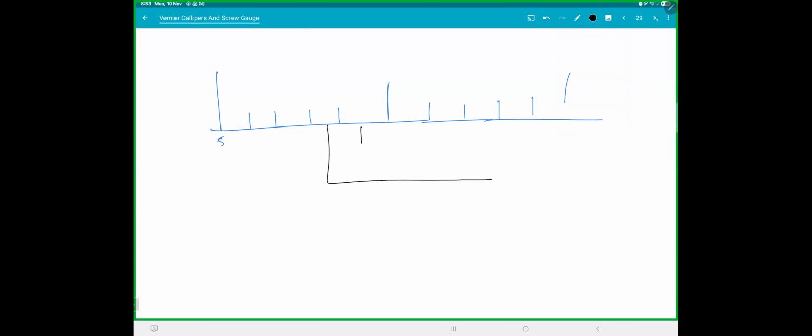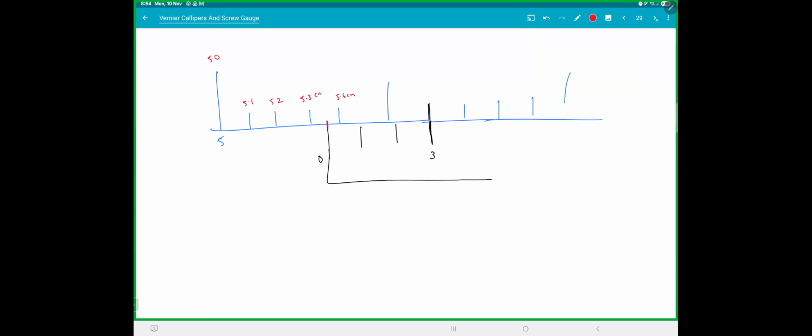So how does it work? Let's say you keep an object between the jaws and you get a reading like this. Let's say the reading has come like this. Now let's try to understand. We are sure this is 5.0 centimeter, this is 5.1, 5.2, this is 5.3, and this is 5.4 centimeter. Meaning your reading is between 5.3 and 5.4.